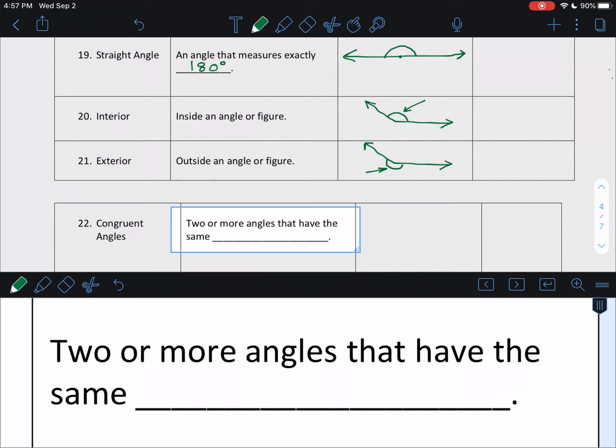Let's see. Continuing on, we have congruent angles. Two or more angles that have the same measure. So this means that two angles that are the same degrees, maybe like if both of them are 35 degrees, they're congruent angles.